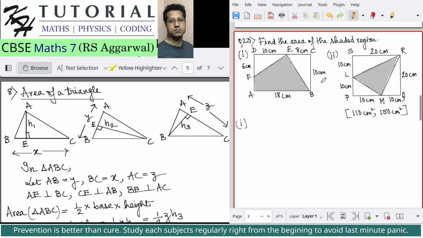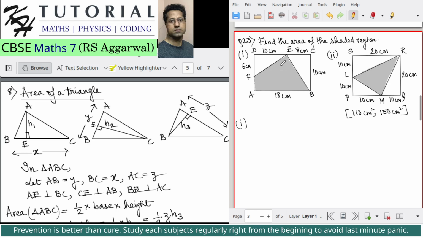Now, as you can see, it is easier if you look at the empty region, the region which is not shaded. That white region is formed of two triangles, DFE and EBC. So if we find the area of those two triangles, sum them up and then subtract that area from the entire rectangle, we will get the area of the shaded region.